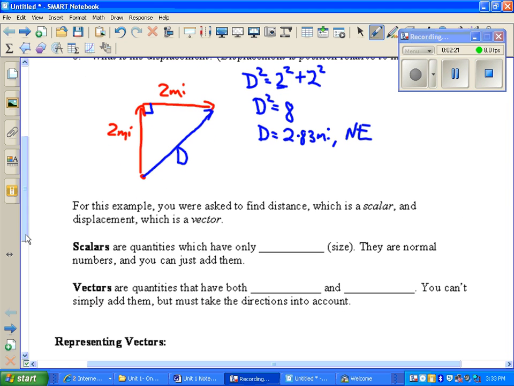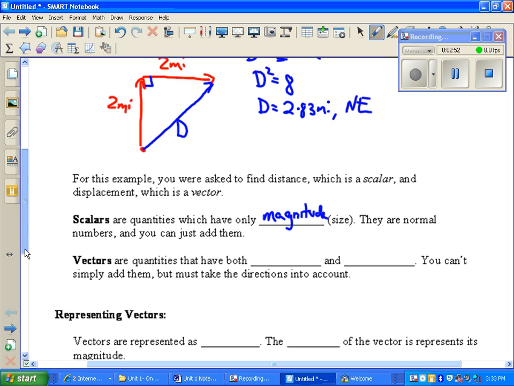So, in this example, we're asked to find distance, which is a scalar, which I'm going to define in a second, and displacement, which is a vector. Scalars are quantities which have only magnitude. Magnitude is a fancy word for size. Don't let it scare you. Okay, so the magnitudes of the student as he was walking: he went 2 miles north. The magnitude would be 2 miles. Then he went another 2 miles. Another magnitude of 2 miles. His total was 4 for the distance. And you can just add them if they're scalars.